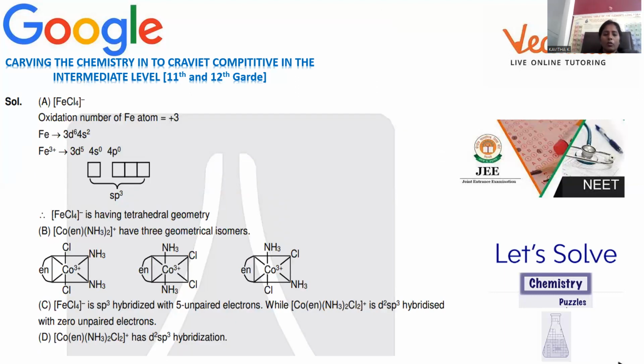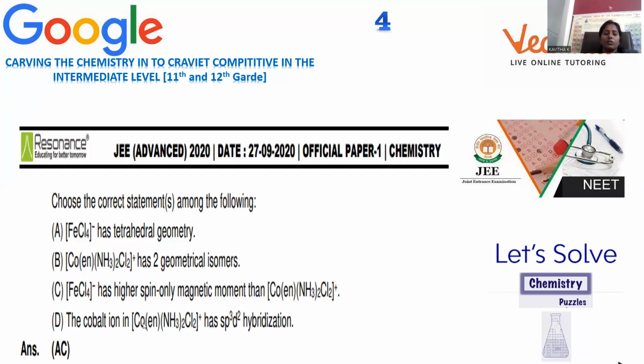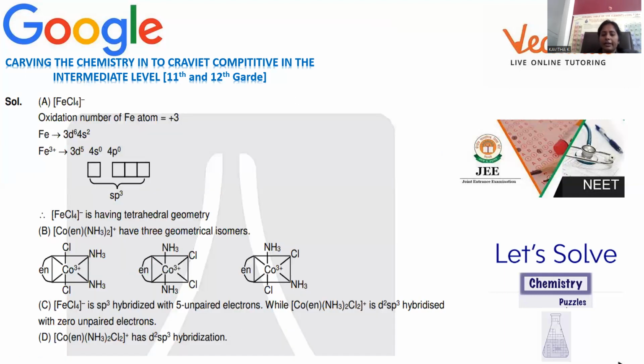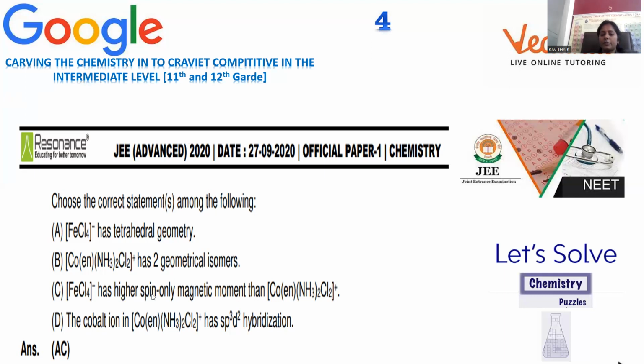What they are saying: Co(en)(NH3)2Cl2 positive has d2sp3 hybridization. Being a low spin inner orbital complex, d2sp3 is called inner orbital hybridization. sp3d2 is the outer orbital, d2sp3 is the inner orbital hybridization. This is exactly correct. Okay, so for question number 4, options A and C are the correct answer. Because they mentioned sp3d2, sp3d2 is not possible. In practice, there is a possibility of d2sp3. d2sp3 is the required one, but the explained one is sp3d2, so option D is wrong.